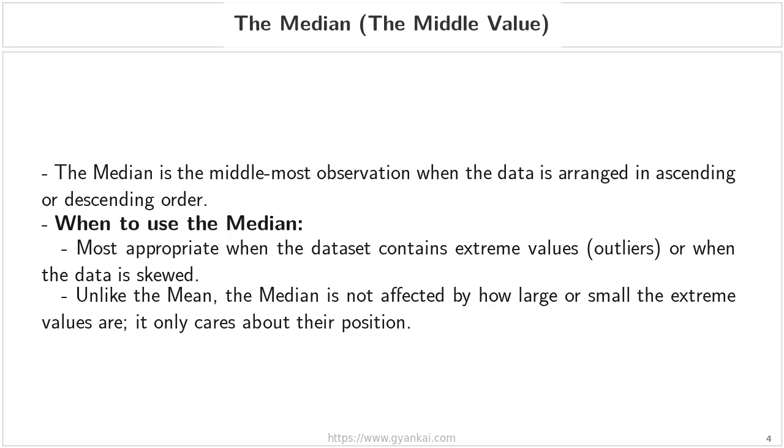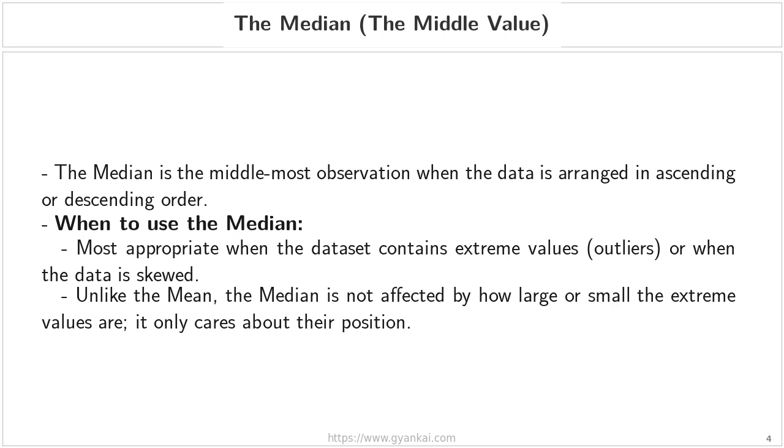The real beauty of the median lies in its stability. Unlike the mean, the median is not affected by how incredibly large or incredibly small those extreme values are. It doesn't care about the actual magnitude of the outliers. It only cares about their position in the sorted list. This makes it a much more reliable measure of the center when your data is messy or uneven. In our next slide, I'll show you a real-world example involving household incomes to demonstrate exactly how this works.